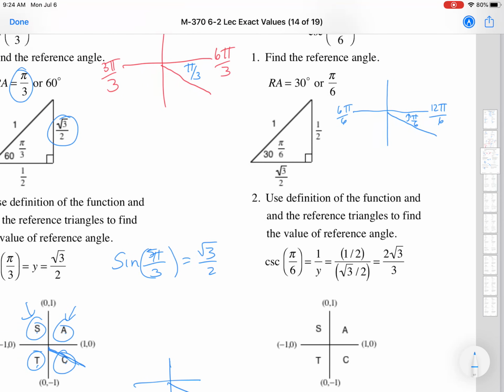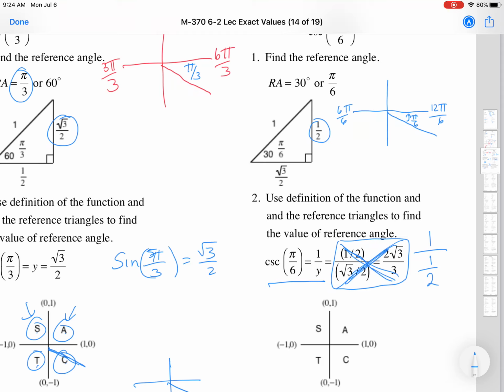Cosecant of pi over 6 is 1 over y. Well, y is 1/2. And so again, he has a mistake. He has something weird here. Where is all this coming from? Could be the question. That's not what we need. We need 1 over y. Y was 1/2. So big mistakes in here.